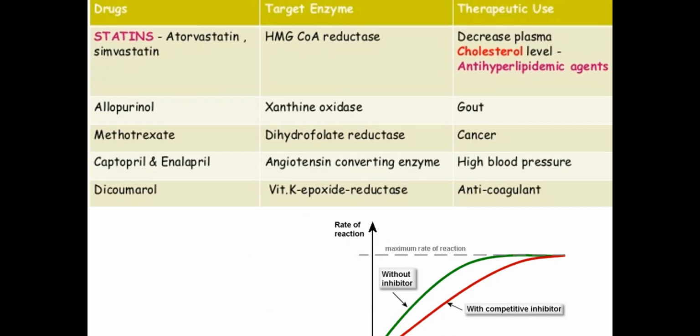A good example of competitive inhibitors are statins, which are used as anti-hyperlipidemic agents to decrease the cholesterol level in humans. The target enzyme is HMG-CoA reductase. The statin competes with the substrate at HMG-CoA reductase. Similarly, captopril or enalapril are ACE inhibitors, targeting angiotensin converting enzyme. They compete at this targeted enzyme, angiotensin converting enzyme, to lower the blood pressure.